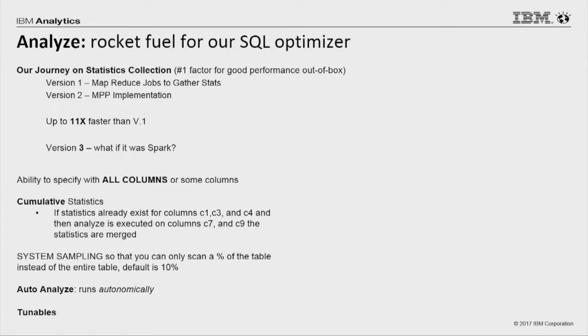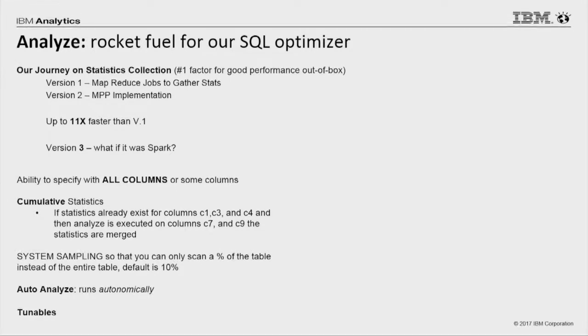So we actually went ahead and implemented, using our own MPP engine in Big SQL, a version 2, as we call it, of Analyze, which does all of the in-memory processing and uses Big SQL to gather, process, and aggregate the statistics. What we determined was that this gave us up to 11 times faster performance than version 1. This is an area that we continue to invest in. Who knows, we may look at Spark next as a mechanism for statistics gathering and processing.